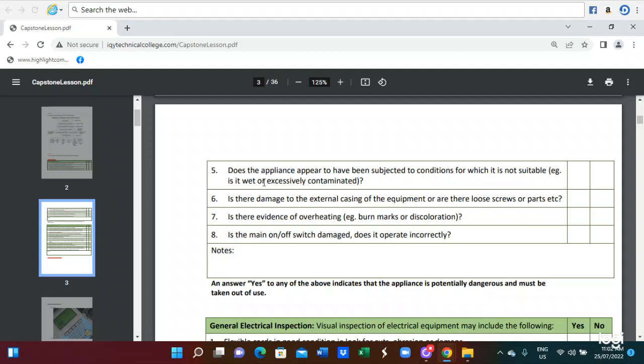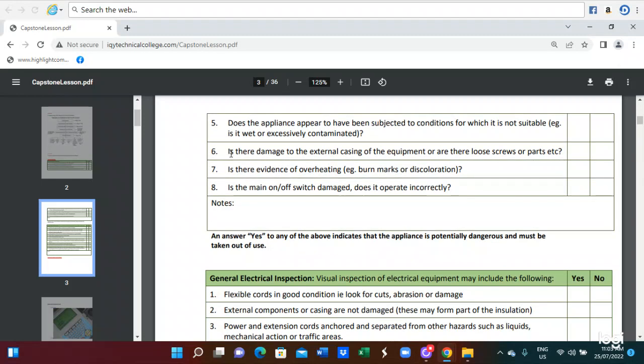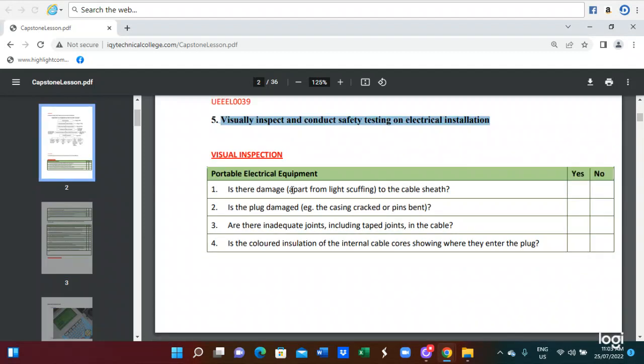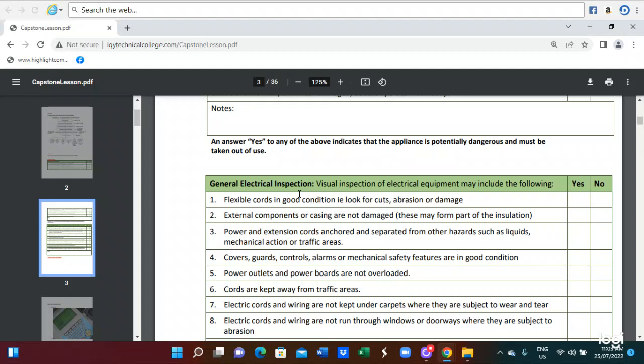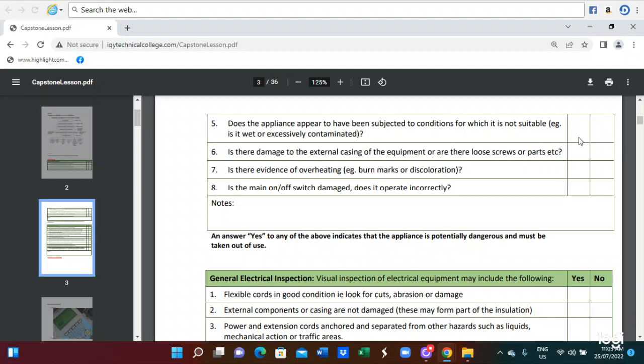For example, is it where accessories are connected? Is there damage to the external casing of the equipment, or are there loose screws or parts, etc.? Is there evidence of overheating, for example, burn marks or discolouration? Is the mains plug or switch damaged, or does it operate incorrectly? Those things have to be checked fast. So this is the portable electrical equipment, you need to check those things. And if the findings show a danger, the equipment will need to be taken out.